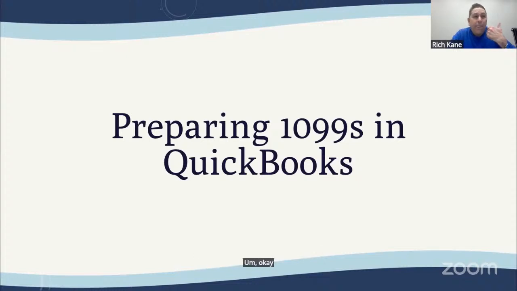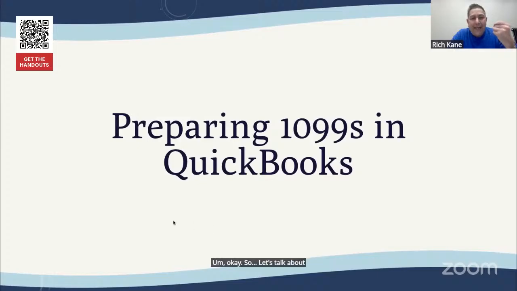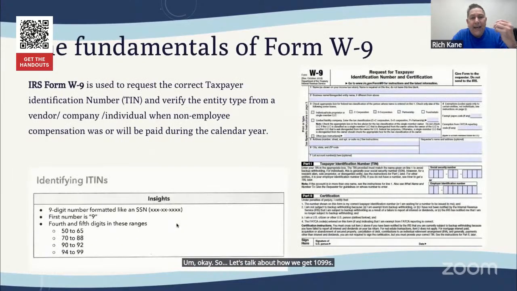Okay, so let's talk about how we get 1099s. 1099s are for individuals. They are for LLCs. So if a company's name ends in LLC, you need to send them a 1099. If they are incorporated, you can skip theirs except for one caveat, and those are attorneys. If you pay an attorney, even if it has Inc. in the name, as long as it's over $600, you need to issue a 1099 to them.